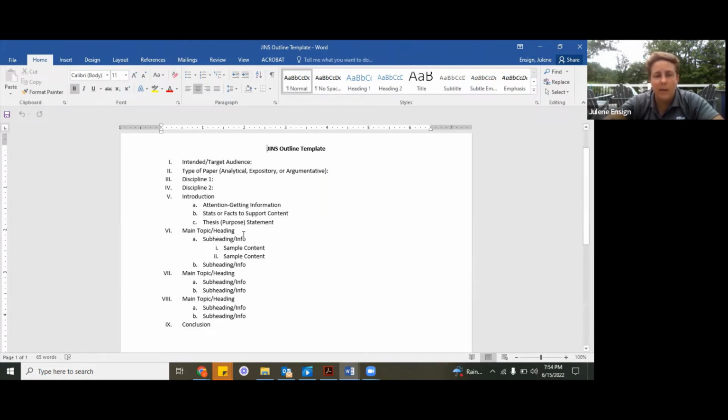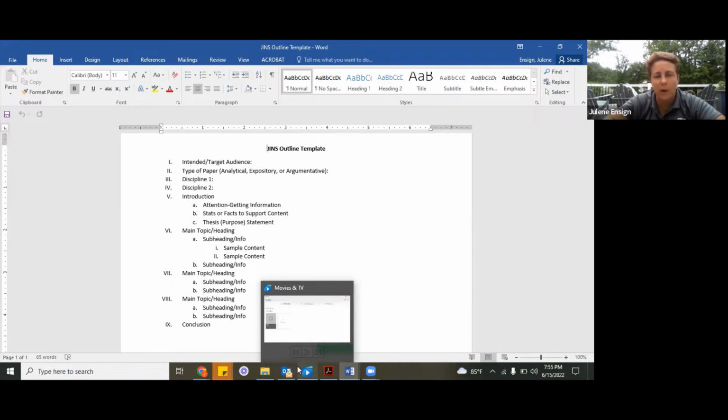In this case, I added spots for 3 main topics, but you don't have to have 3. You need to have at least 2, but you don't have to have 3. You might have more than 3. And then there's a spot for a conclusion. Probably you would also have one more that would be references. I didn't add that on the template, but that would be important as well.